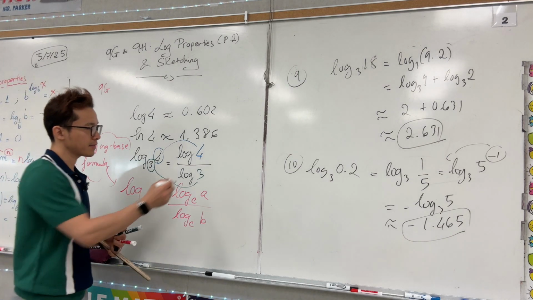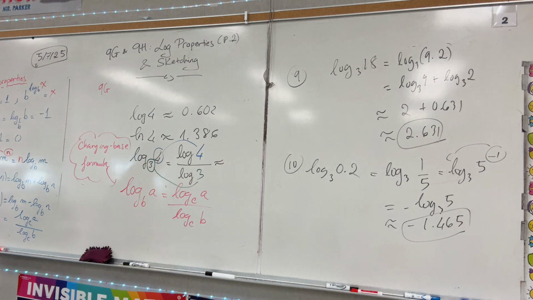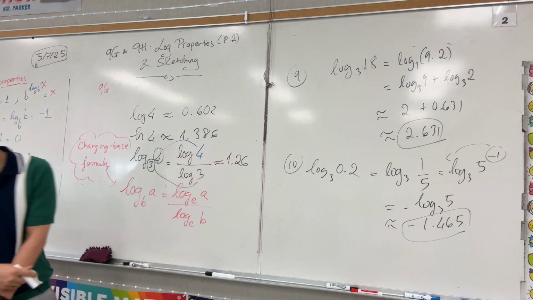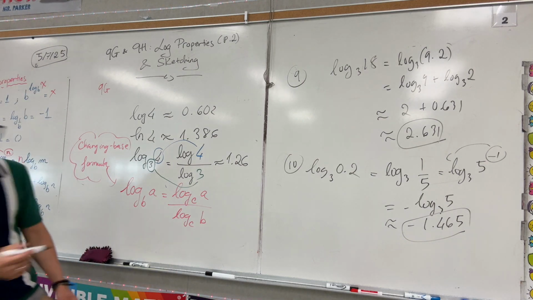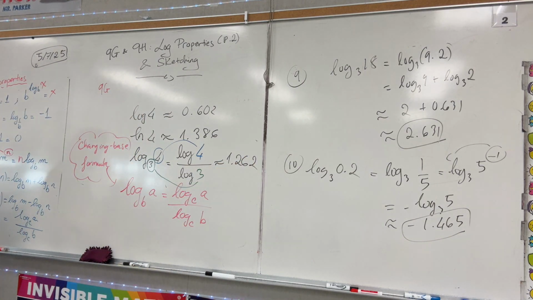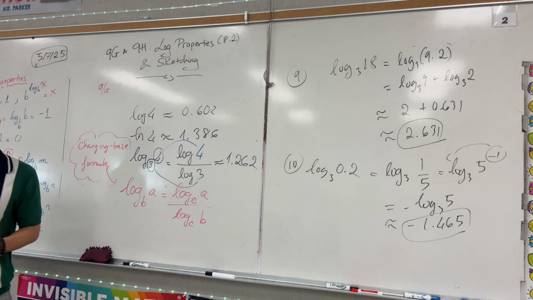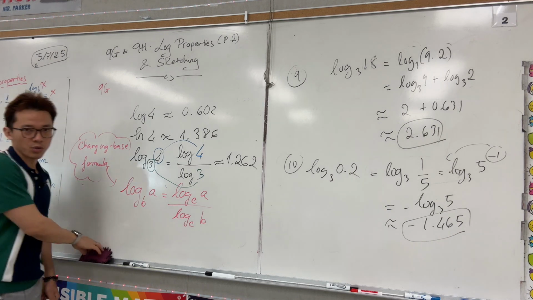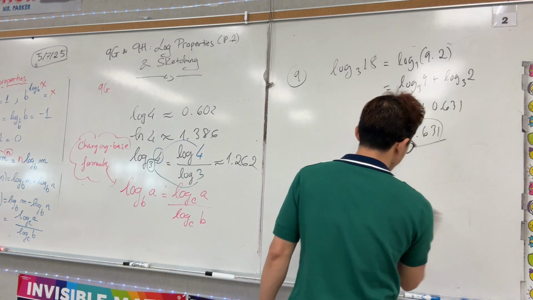So what is the answer? 1.26. Type log 4, close parenthesis, divided by log 3, close parenthesis. If you need help on the calculator, let me know, okay? Make sense? That's the formula we're going to learn. We're just going to do 2 more and that's it for this one. Easy.